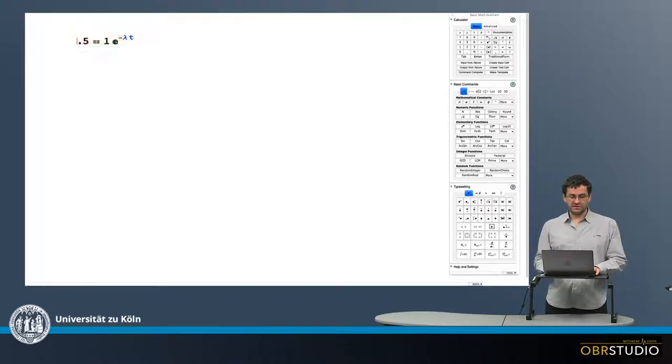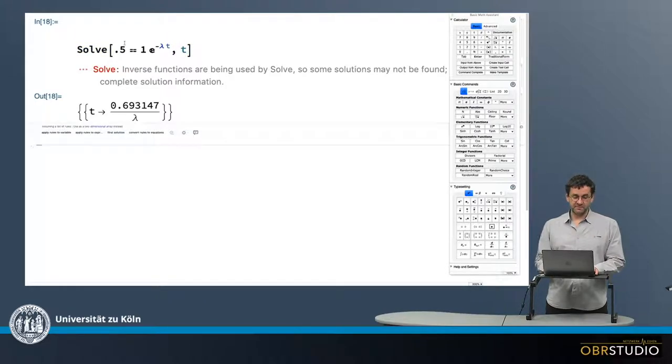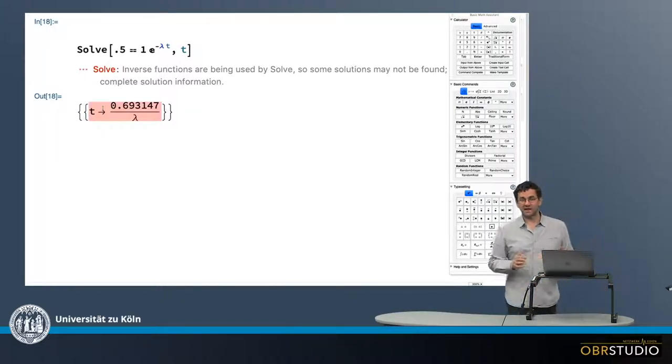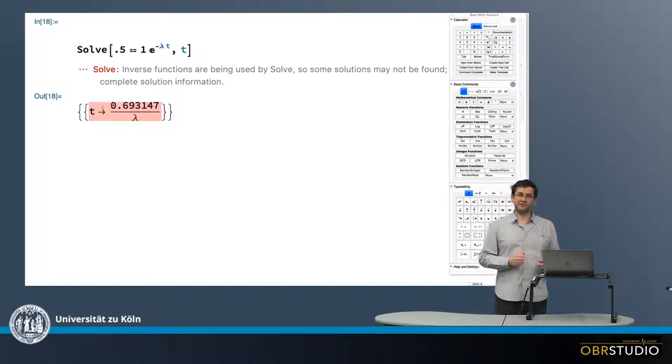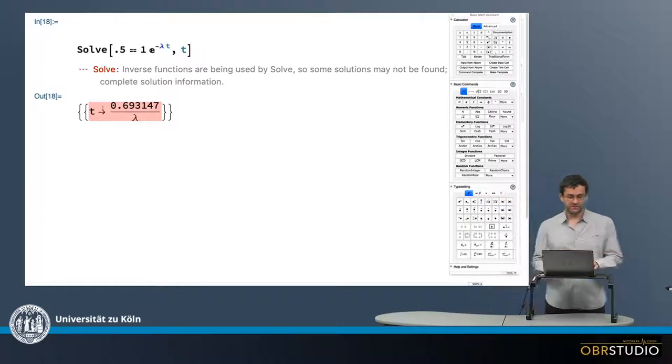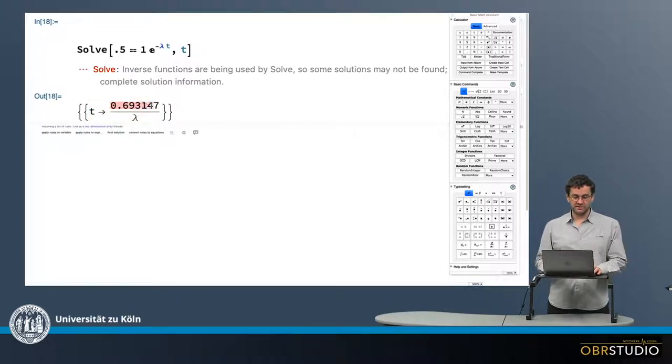So this is an equation here which I can solve, so I put Solve here, and need to indicate what parameter I want to solve for, which is t, and then I get a result. So t equals, and this t now is the half-life, because this is the time it took until half of the initial material decayed. So t equals this number here divided by lambda.